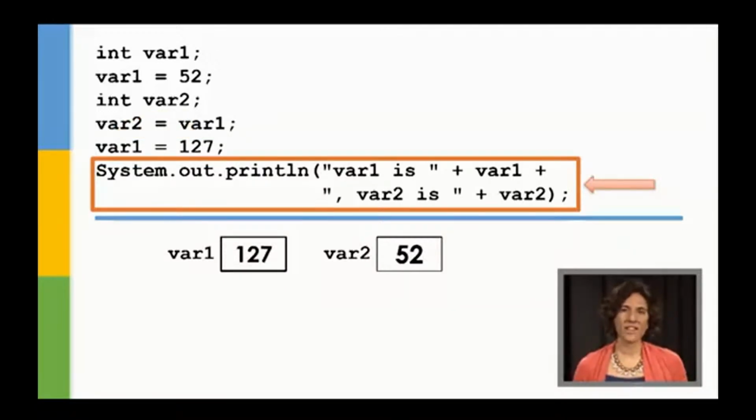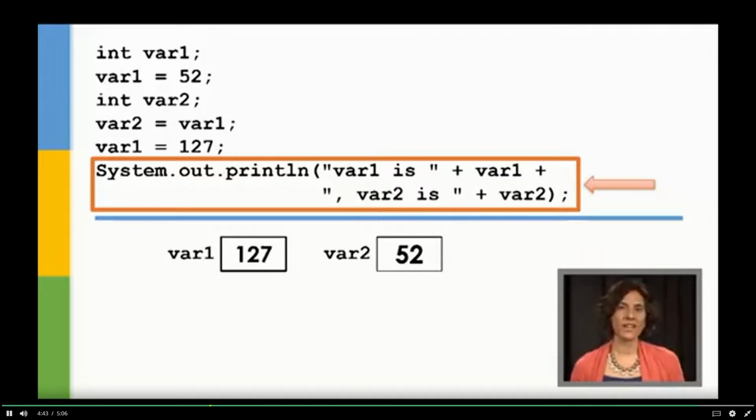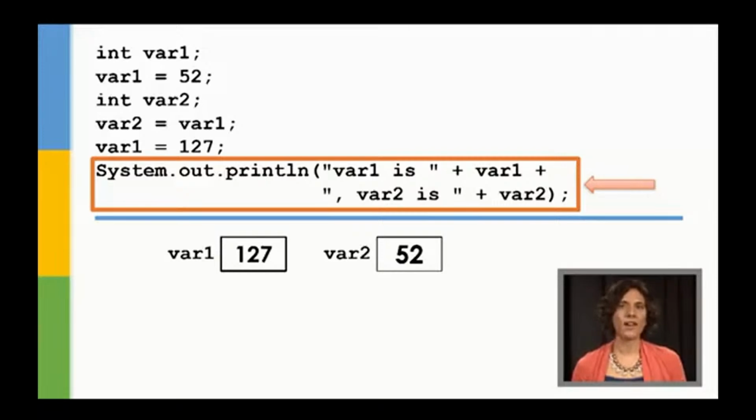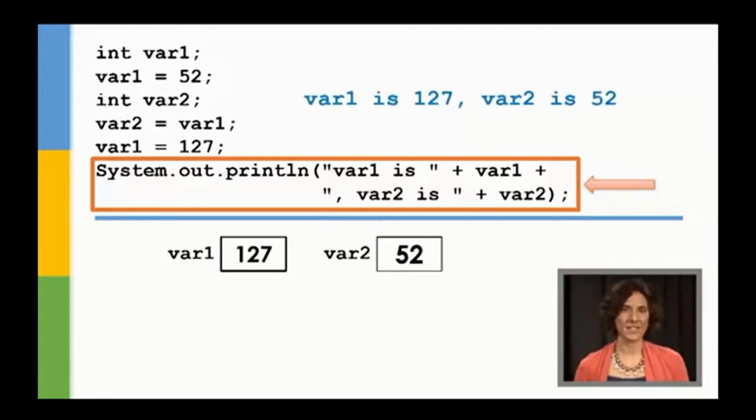Now we're down here at the last line, which is this print statement, and all that's left to do is read the values out of those boxes for the variables. So when I print out var1 and var2, they'll have the values that you see in the boxes, 127 for var1 and 52 for var2, and this is what prints.